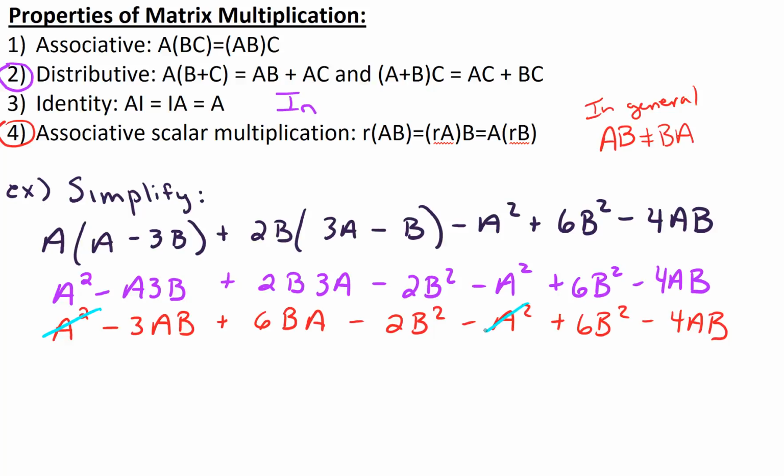And we do have a couple of terms of the form AB. So let's see, we have a negative 3AB and a negative 4AB. That'll give us a negative 7AB. And we have a couple of terms of the form B squared. That gives us 4B squared. Takes care of those. And the only piece left over is a 6BA. And that's the best we can do for simplifying this expression.